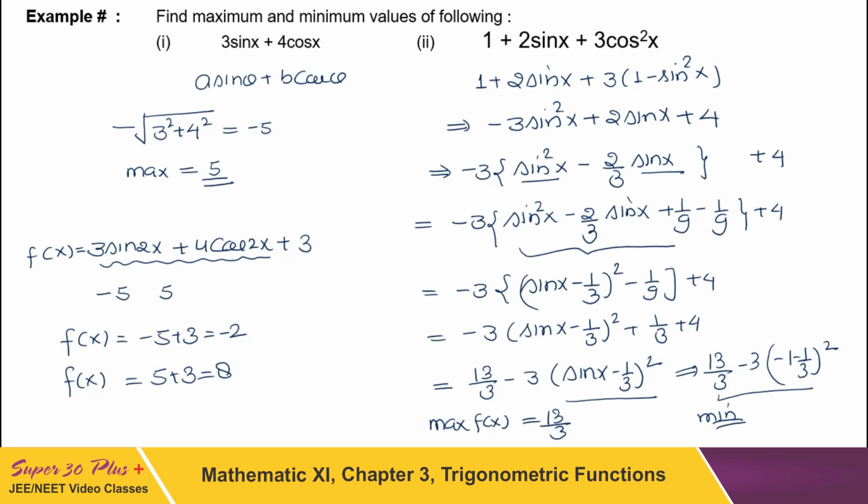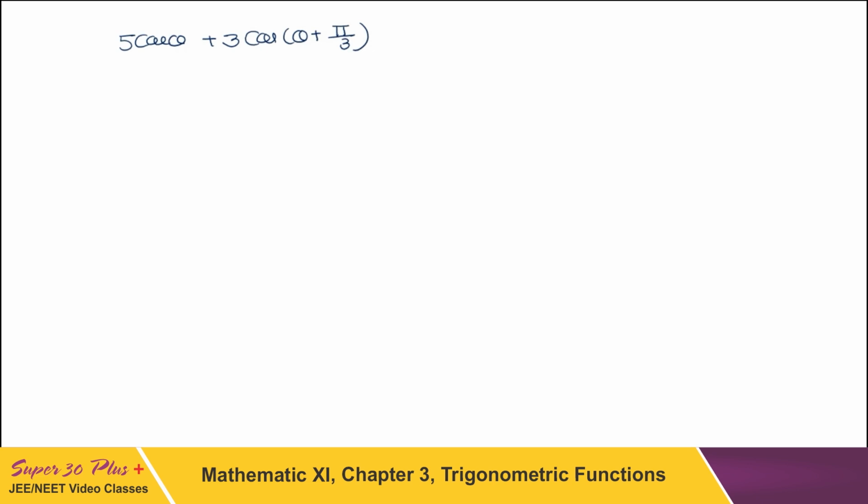And this is the simple form: a sin x plus b cos x. Students, we are going to solve one more example: 5 cos theta plus 3 cos(theta plus pi/3). Find the maximum and minimum value of this expression. Now we are going to compare this expression with a sin theta plus b cos theta. Students, keep in mind that theta is the same here, but here it is cos theta and here it is cos(theta plus pi/3). It is not the same angle.